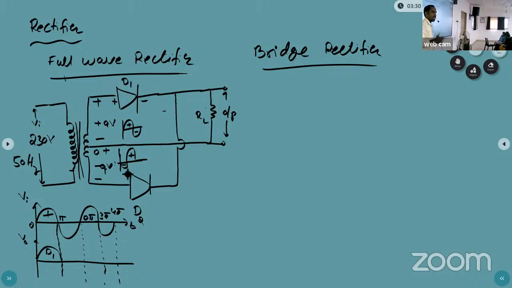What will happen to the D2 diode? This is the negative voltage we are connecting to the D2 diode, D2 positive. What will happen? D2 is reverse bias. So the D2 is off. The diode, I give the switch.